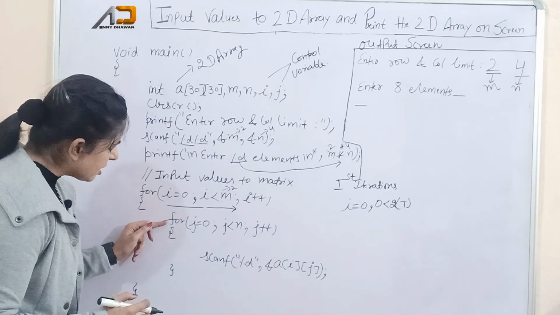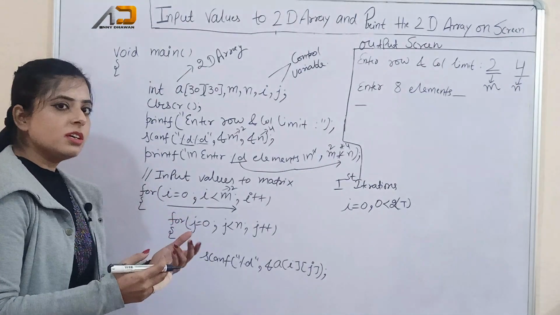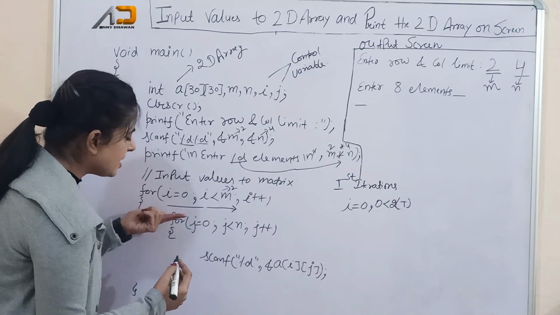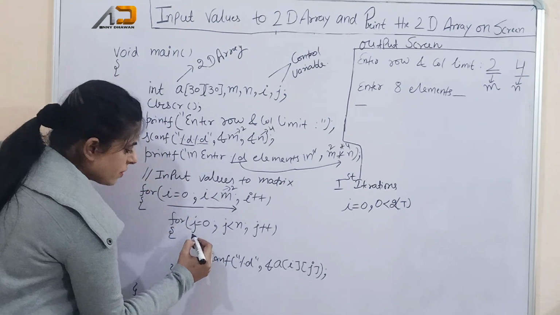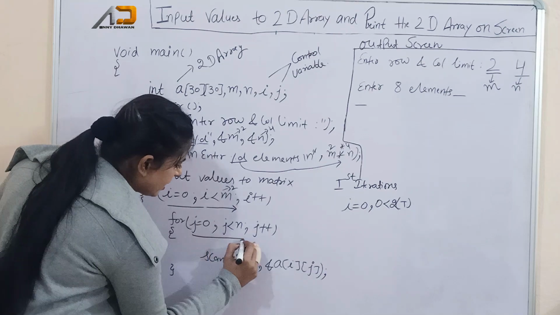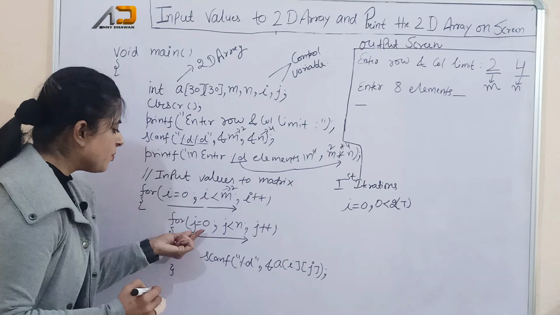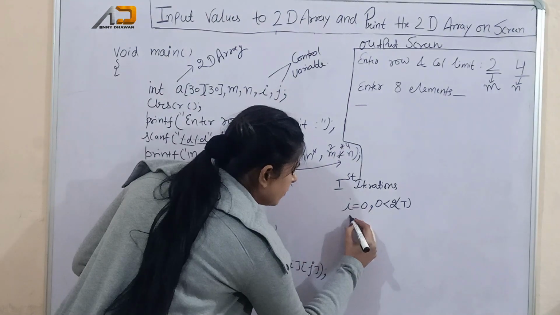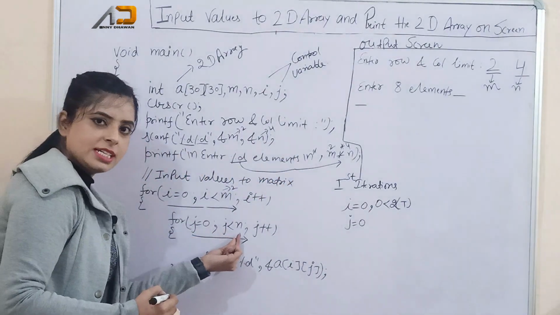What is the next statement here? The next statement is again a for loop, and the procedure will remain the same: this for loop starts its execution from its initialization part and moves forward in left to right direction until it encounters its conditional part. So the value of j here is 0. And now check the condition. Is j less than n?